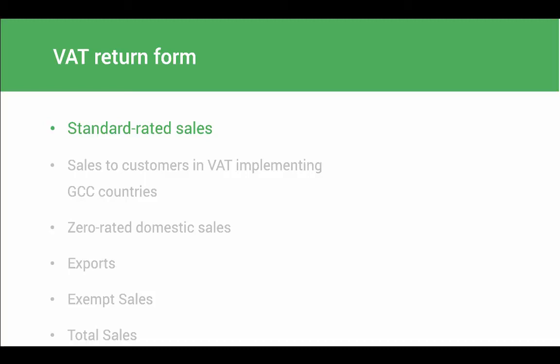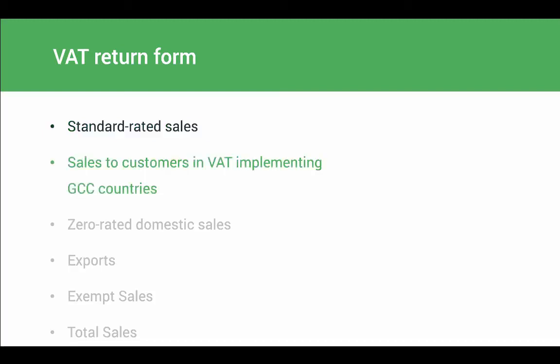Standard rated sales. This box contains the amount of goods and services subject to the standard VAT rate of 5% sold in KSA during the current filing period. Sales to customers in VAT implementing GCC countries. In this box, you should fill details regarding the amount of goods and services sold to customers registered for VAT in other GCC countries during the current filing period, and these sales will be subject to 0% VAT rates.